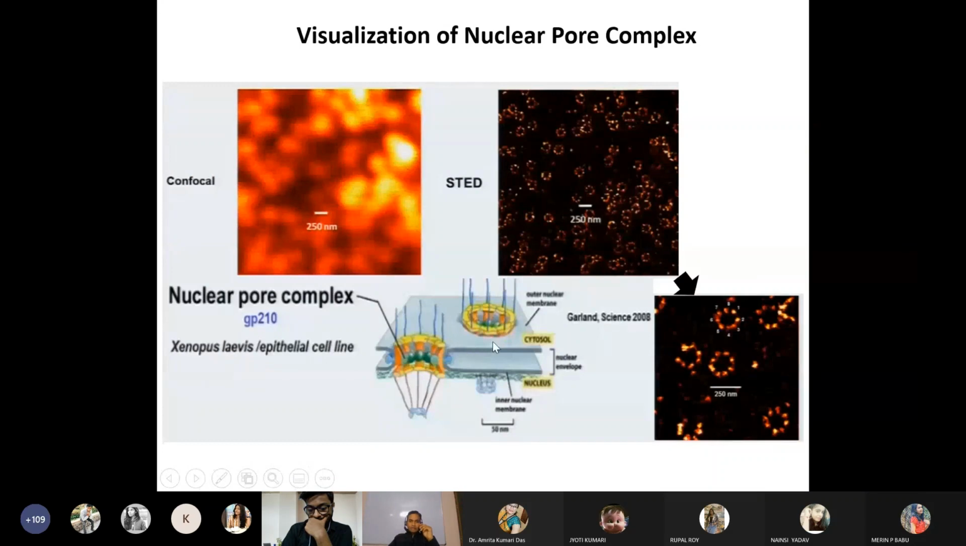Similarly, I was giving you an example of the nuclear pore complex. You cannot visualize the nuclear pore complex using a confocal microscope, whereas with STED, you can easily distinguish the 8 different molecules which make up the nuclear pore complex. So this is how you have clarified the object even more.